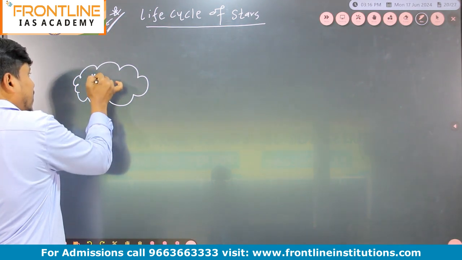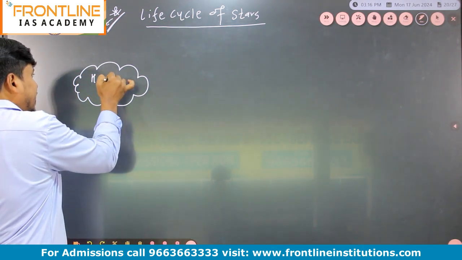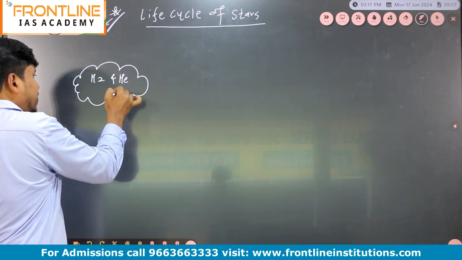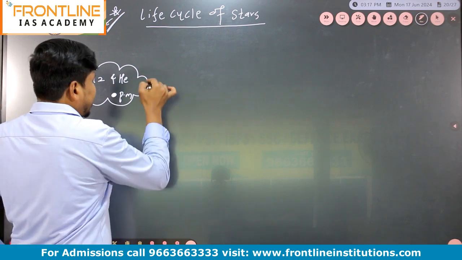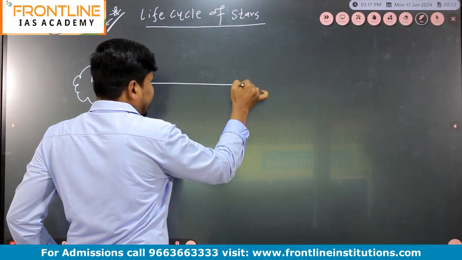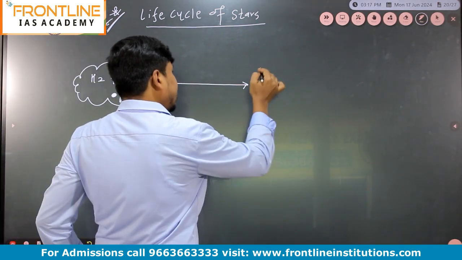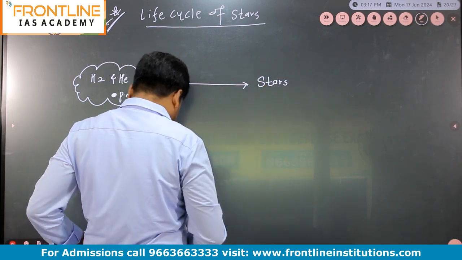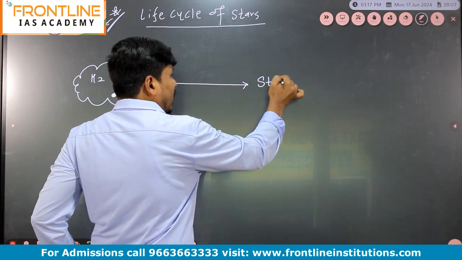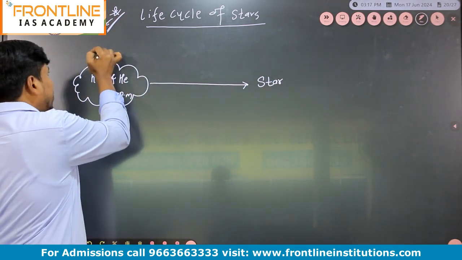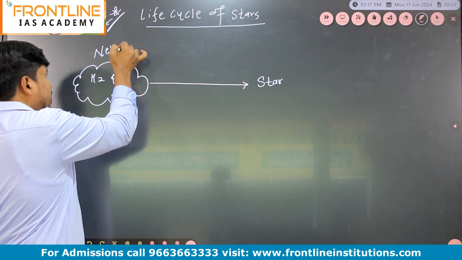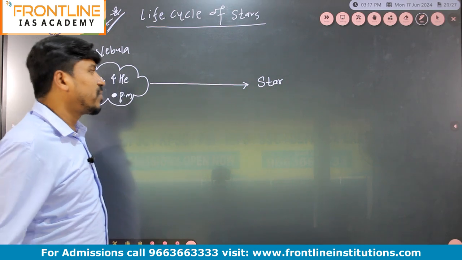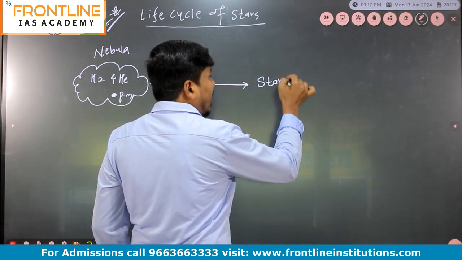Nebula consists of hydrogen and helium and particulate matter, right? This nebula splits into small pieces, and that leads to the formation of stars. So if you get the question of how a star forms, the star forms from the nebula. The nebula splits into different pieces, and that leads to the formation of a star.